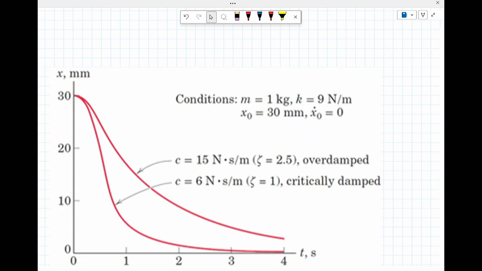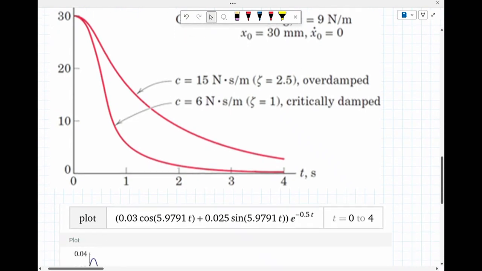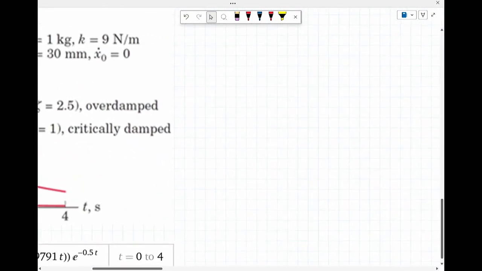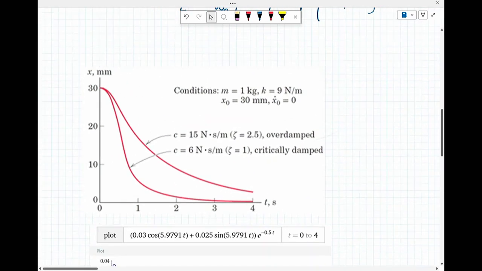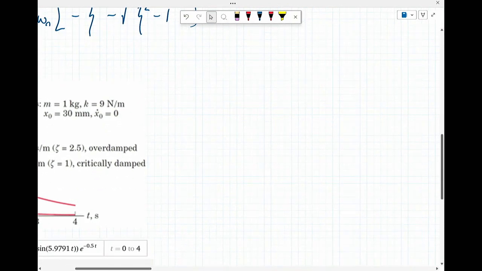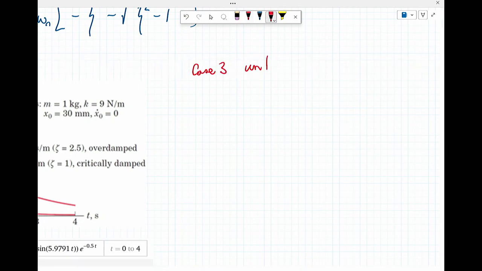But the important quantity in all of this, the one that tells you what to do, is zeta. If zeta is equal to 1, you have critical damping. If you have zeta equal to 2.5, you have overdamping. Where it gets a little bit messy is case 3. I'm pretty sure it's from the text, so I have to check. And the last case is underdamped.